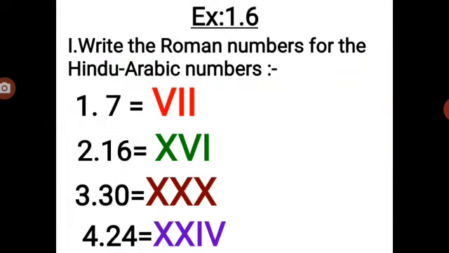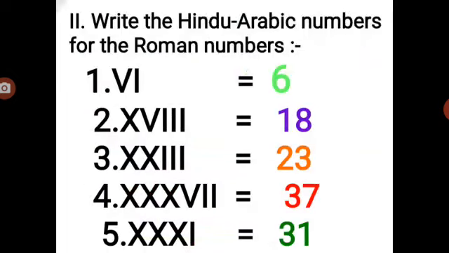Then 16. 16 means 10 plus 6. 10 means X, 6 means VI, so X followed by VI. Then 30. 30 means X, 3 times. 24 means 20 plus 4. 20 is double X, and 4 means IV. This is 24.